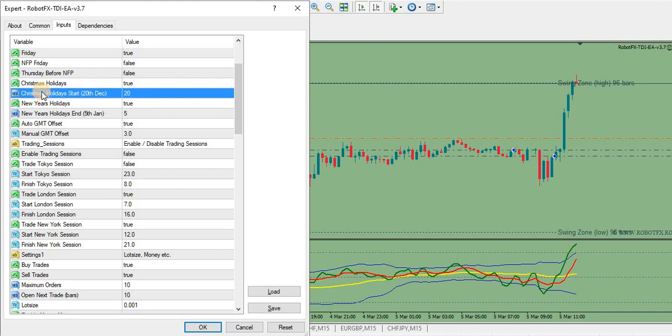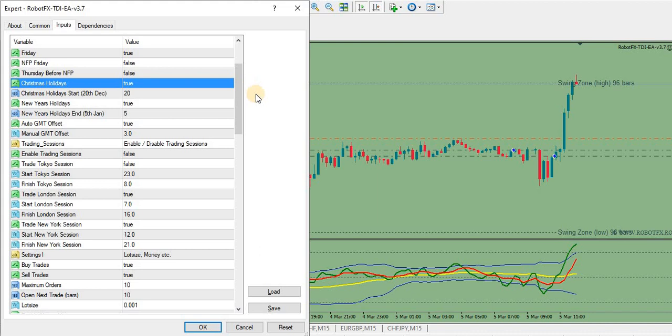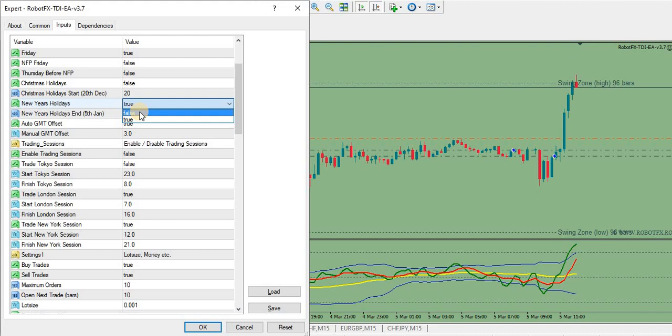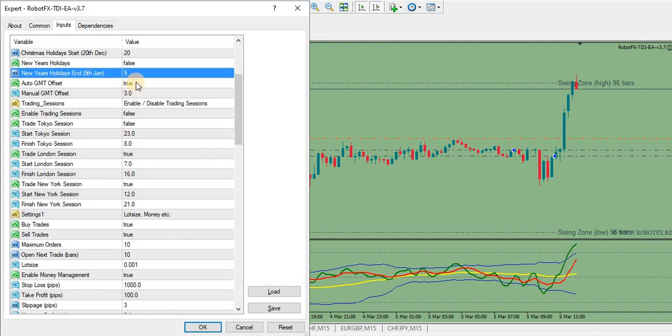Now, you have also the option to set a period for the Expert Advisor not to trade during the Christmas holiday. If you disable this, set Christmas holidays to false, and the Christmas holidays start on the 20th of December. That means that the Expert Advisor from the 20th until the end of the year will not trade at all. Also for the beginning of the year, New Year holidays, disable trading, and then resume trading on the 5th of January.